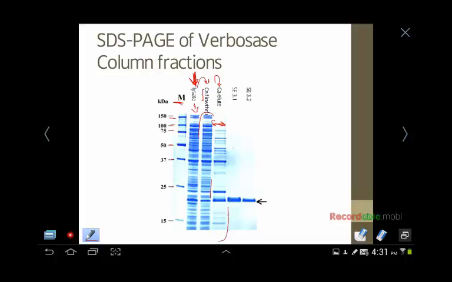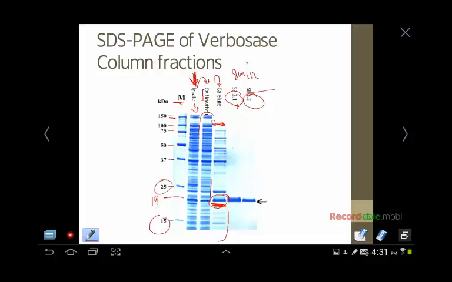And look, we have a nice big band right here between 25 and 15. Could that be verbosase? That is around 19 kilodaltons. I don't know. Then we did our size exclusion, and remember we liked that peak 3, that was around 8 minutes. From running some standards that are around 19 kilodaltons, we found that they came out around 8 minutes.